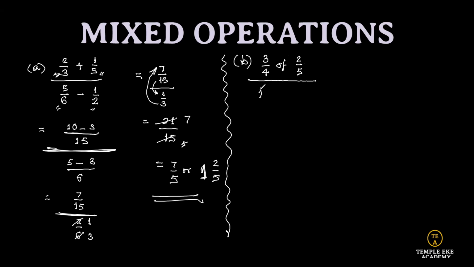1 over 3 plus 1 over 4. We follow our rules. Of translates into times. So we have 3 over 4, of translates into times, that means we have times 2 over 5. Let's have a mixed fraction there. So 3 times 1 is 3 plus 1. That's 4 over 3. Then plus 1 over 4.